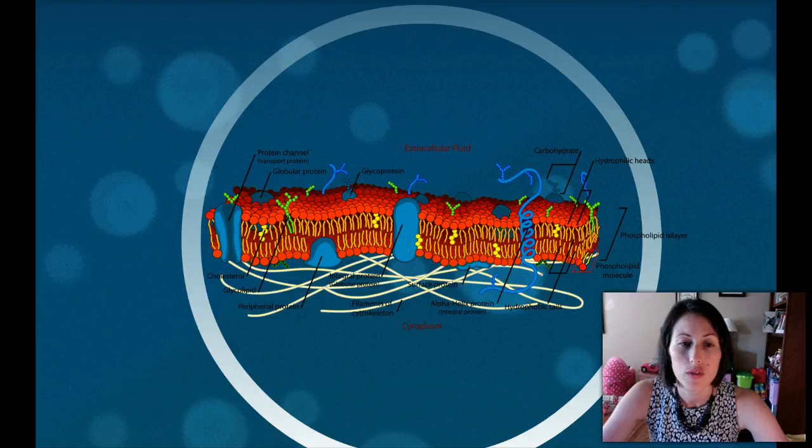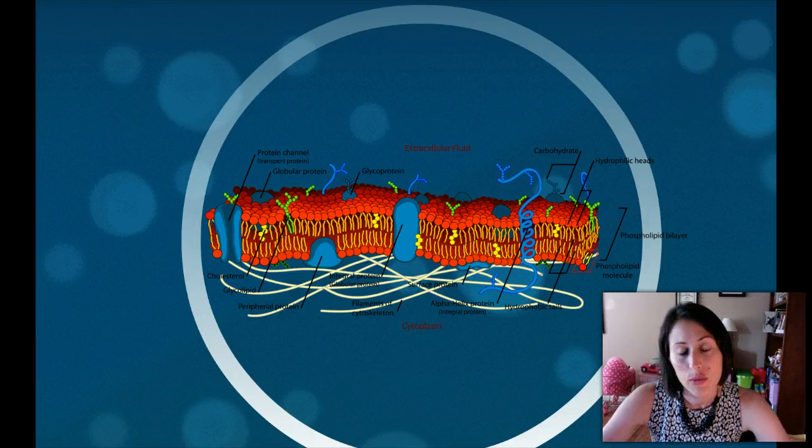So remember that the membrane is two layers, and that the outside part is hydrophilic, which means it likes the water. It goes well with water. The inside portion right in here, that middle section, is hydrophobic, which means it doesn't like water, okay? So that's going to be really important when we're talking about how things are going to move across the membrane and why they need to do specific things.